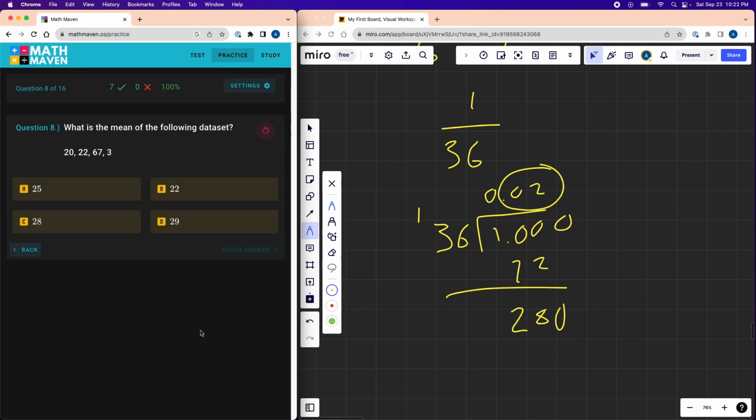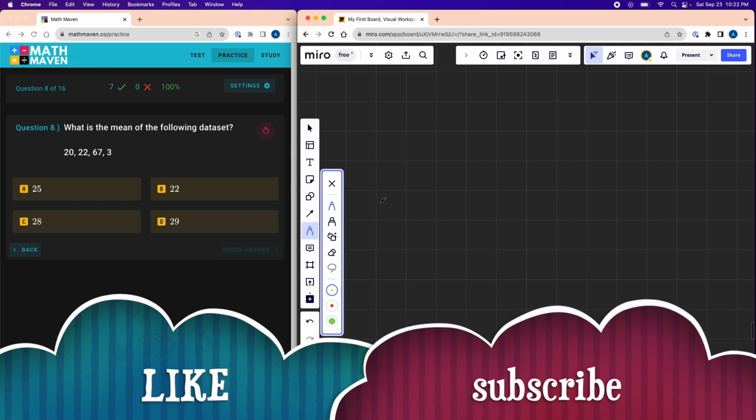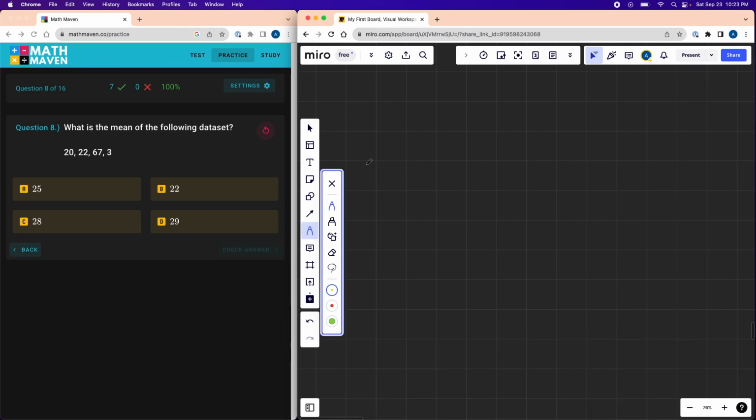Question number 8, what is the mean of the following data set? All right, so press pause and try this one out on your own. All right, let's go ahead and work through this one together here. So again, they're looking for the mean. The mean just means the average. They just want to know the average of these 4 different numbers here.